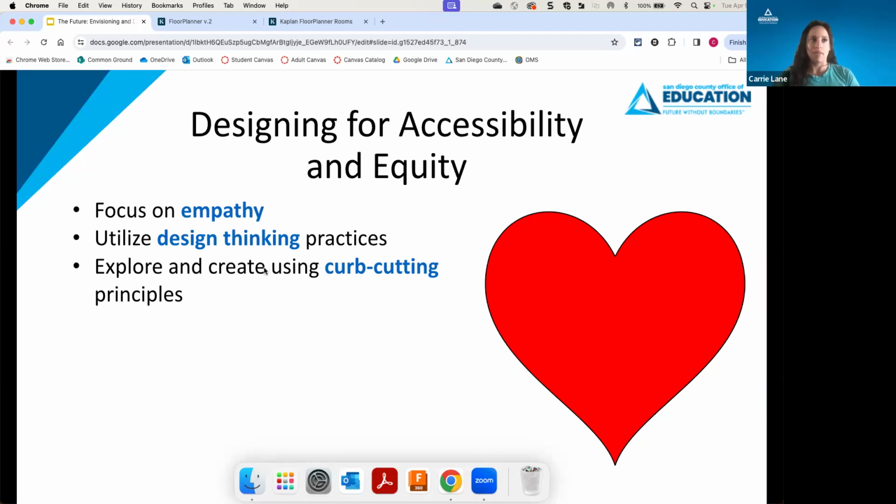So to do that, you use empathy and design thinking, and you create using curb cutting principles. And for many people, you may be familiar with the curb cuts that you see at the edges of streets. This is part of a universal design approach that was introduced by Ronald Mace in the 1980s. He was a disabled individual, and he created this idea that buildings should be universally designed for people so that all people could access them. So it didn't limit people who had different abilities. And so while he didn't create the individual curb cut, he created the principles of universal design.